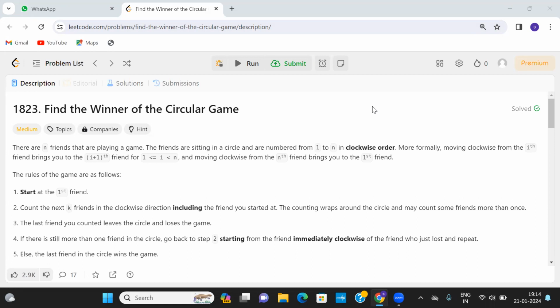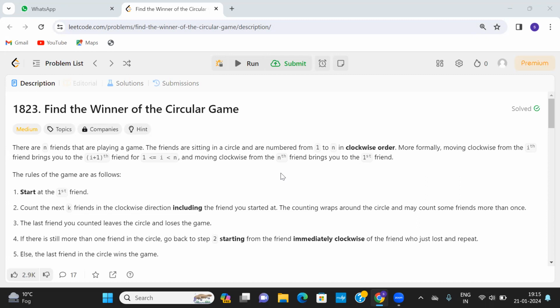The question says, find the winner of the circular game. So first of all, let us understand this particular question. There are n friends that are playing a game. The friends are sitting in a circle, numbered from 1 to n in clockwise order. More formally, moving clockwise from the ith friend brings you to the (i+1)th friend, and moving clockwise from the nth friend brings you to the first friend.